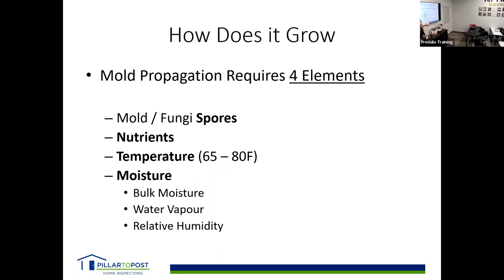Bulk moisture, that's your leaks. That's the leaking faucet, leaking drain, leaking roof, leaking foundation, washing machine, all of those things. So again, we can control all of these if we're aware of them.